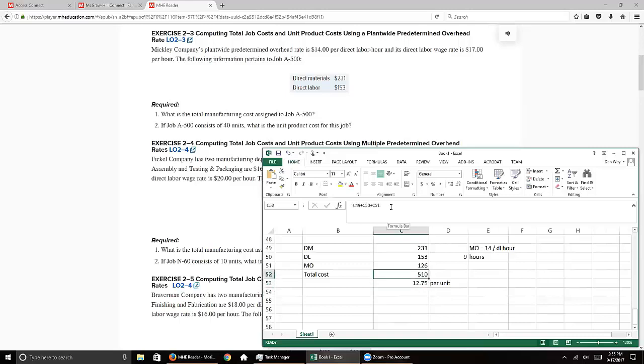And then again, just to recap that last step. I add the 3 up to get my total cost: direct materials, direct labor, manufacturing overhead. And in this case, I also wanted a per unit cost. So I just had to divide that total cost by the number of units, 40, to come up with this $12.75 per unit cost.